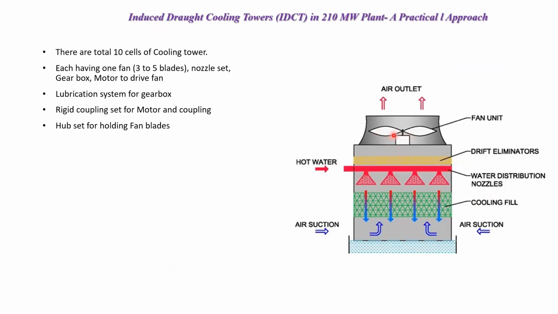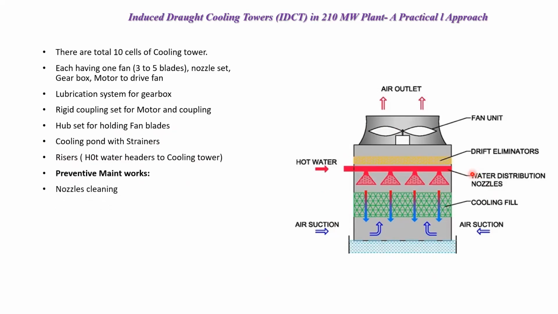To hold this fan, this hub is there, the hub set for fan blades. There is a cooling pond with strainers at the bottom, and when the water is going to the condenser, there are strainers placed at the outlet. Risers, hot water: there are two risers, one from the left side and one from the right side, to get the hot water into this header.